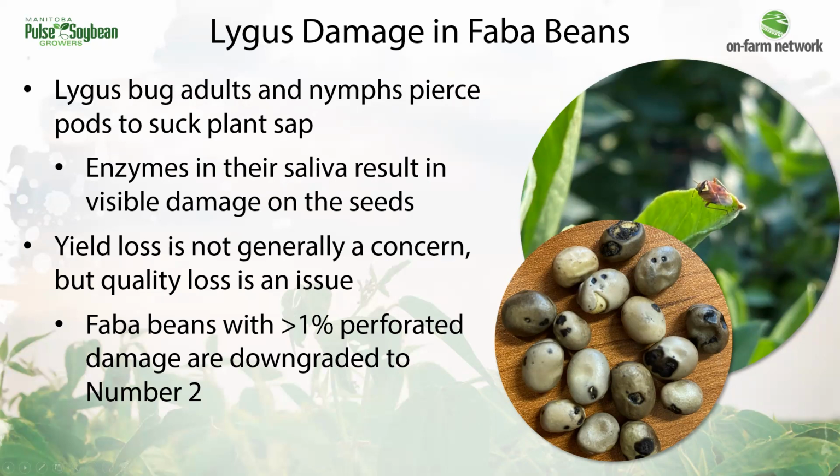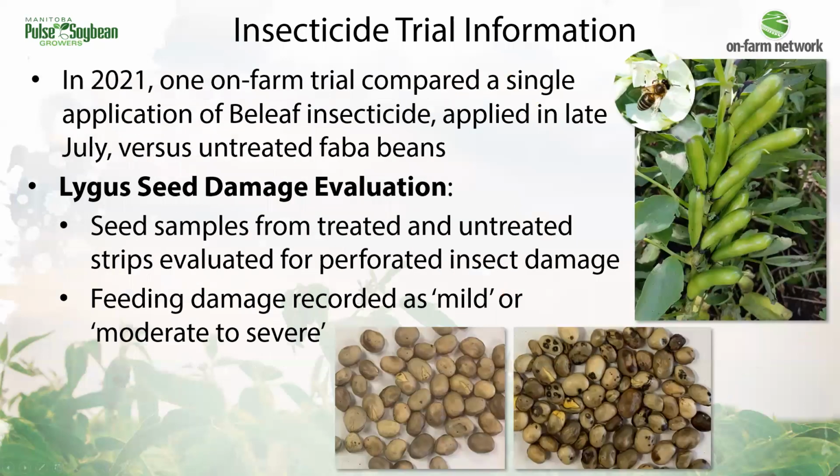Yield loss isn't what we're concerned about here, but it does cause downgrading from loss of quality. So this is especially an issue for faba beans being marketed for human consumption, where those quality targets are a bit more strict. And then hot, dry weather is promoting Lygus bug development. So the growing season of 2021 was a great time for this trial. And let's talk about that trial more.